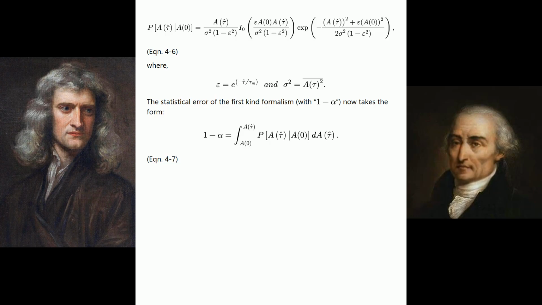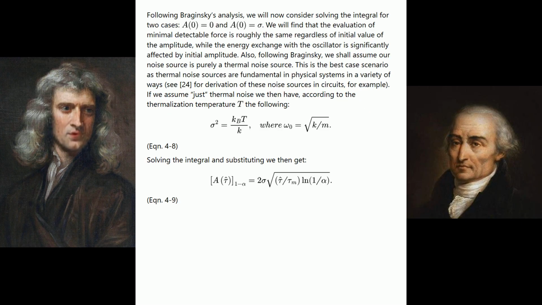Where? See the next equation. The statistical error of the first kind formalism, with 1 minus alpha, now takes the form. See equation 4-7. Following Brzezinski's analysis, we will now consider solving the integral for two cases: A of 0 equals 0 and A of 0 equals sigma. We will find that the evaluation of minimal detectable force is roughly the same regardless of initial value of the amplitude, while the energy exchange with the oscillator is significantly affected by initial amplitude.